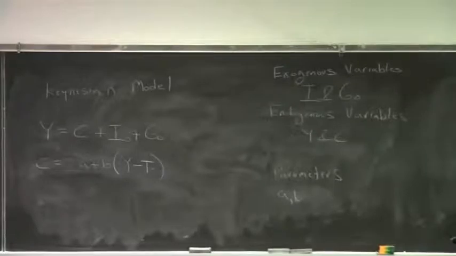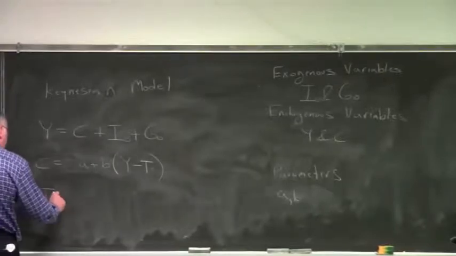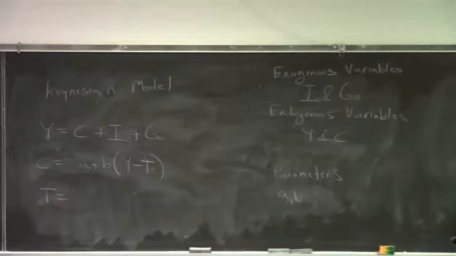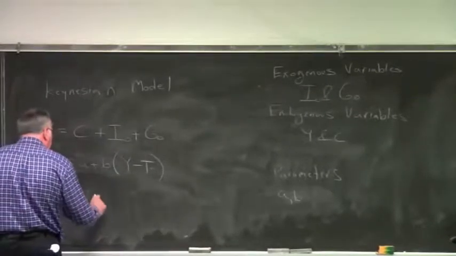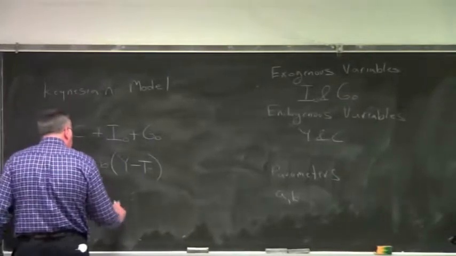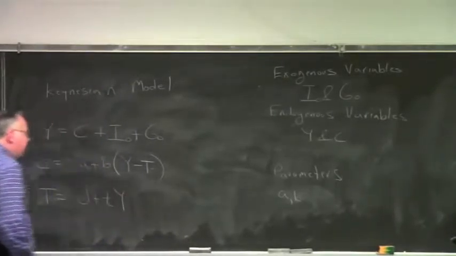Then our final equation is actually, we need one more equation. We need an equation for taxes. And let's just suppose taxes are given by a linear function of income. Taxes are D plus little t times Y.